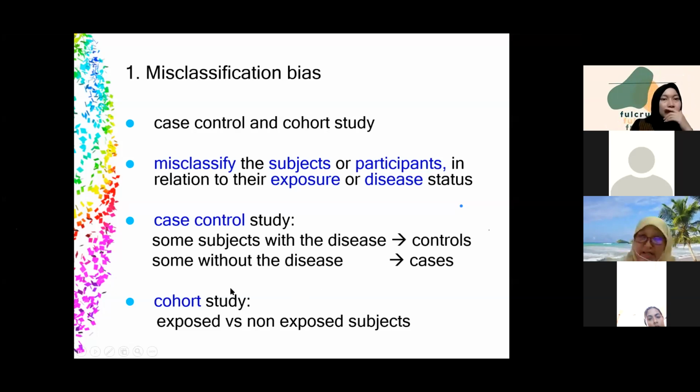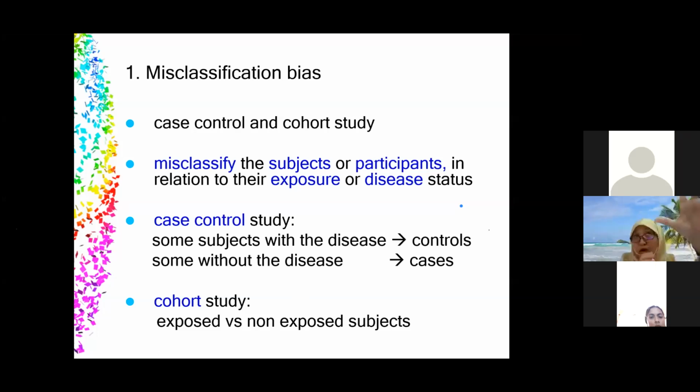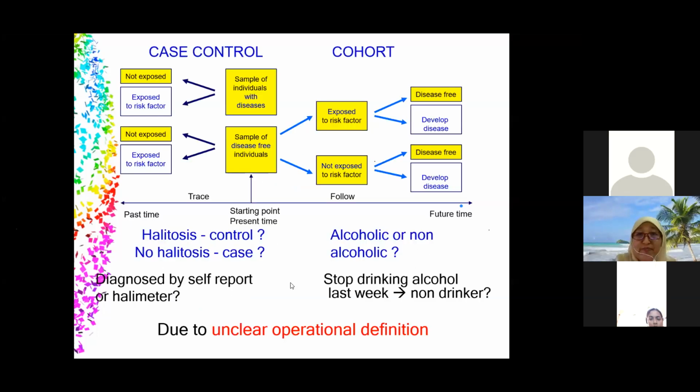For cohort study, we start with non-exposed and with exposure, and we follow, yeah, who developed disease. So in cohort study, they may misclassify those who have risk factor with those who are without risk factor. I will give an example. Okay, let's look at this.